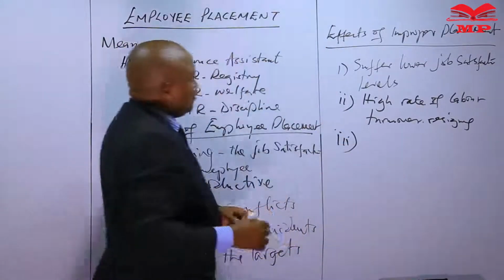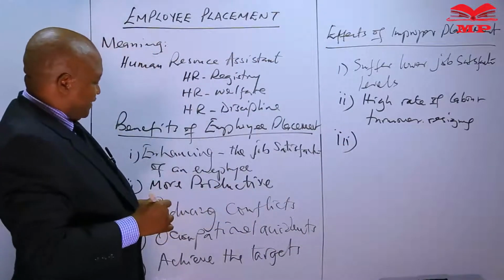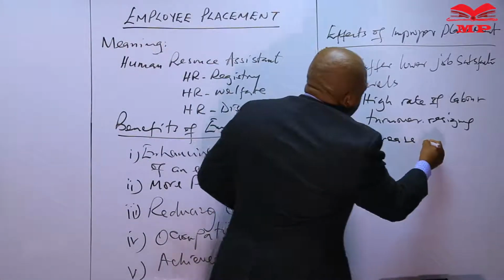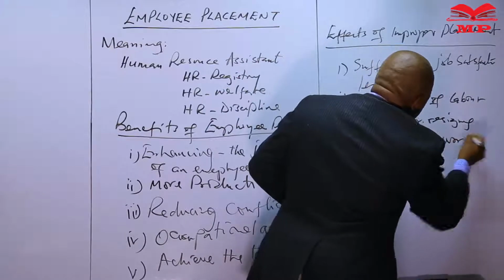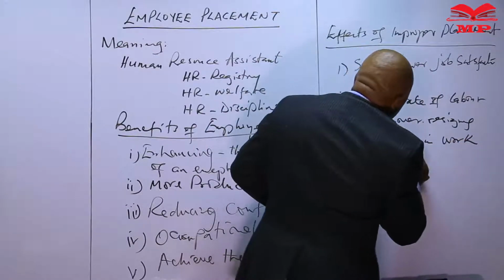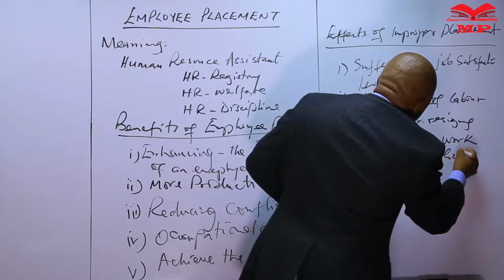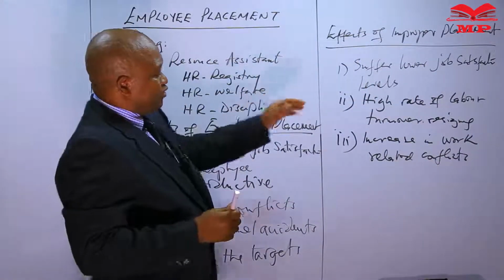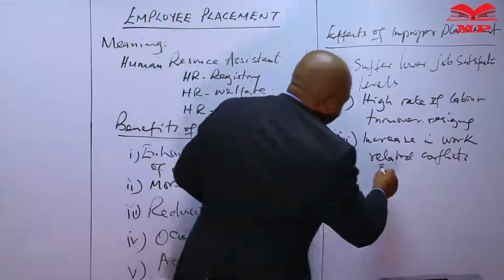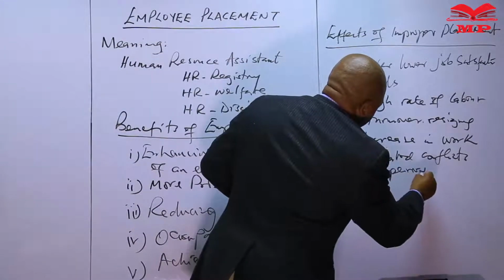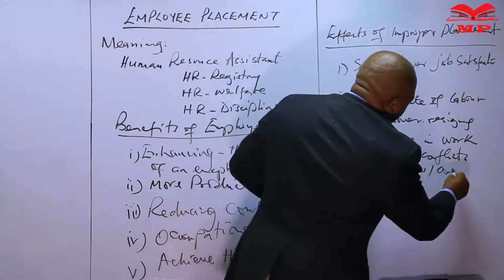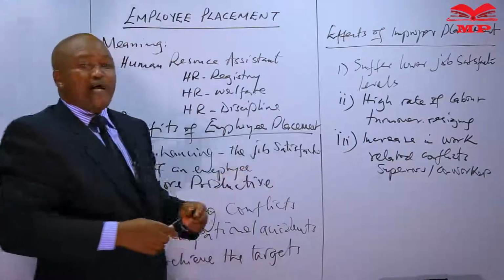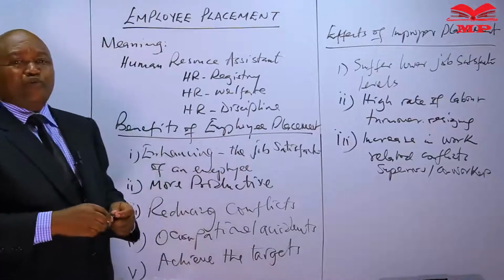The third effect of improper employee placement might be an increase in work-related conflicts. Employees who are not able to work effectively will conflict with their superiors, will conflict with their co-workers, and with an increase in work-related conflicts, these employees are likely.